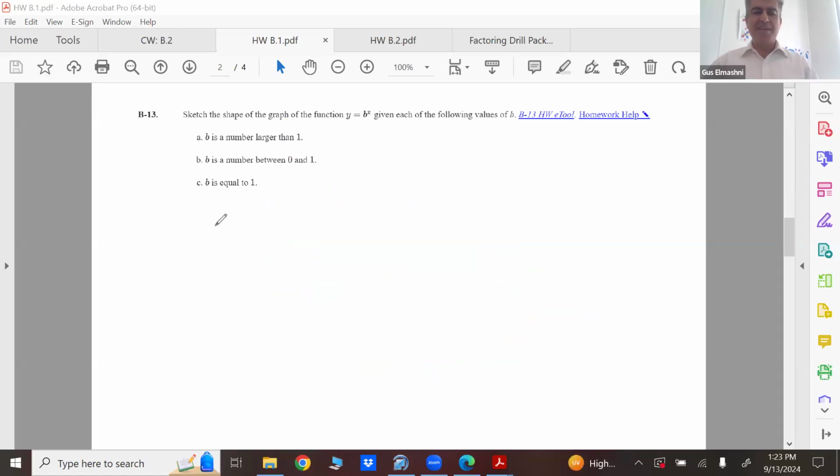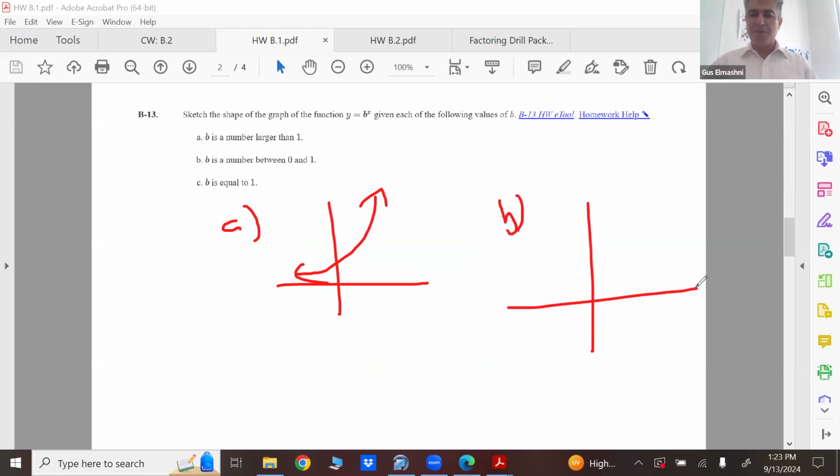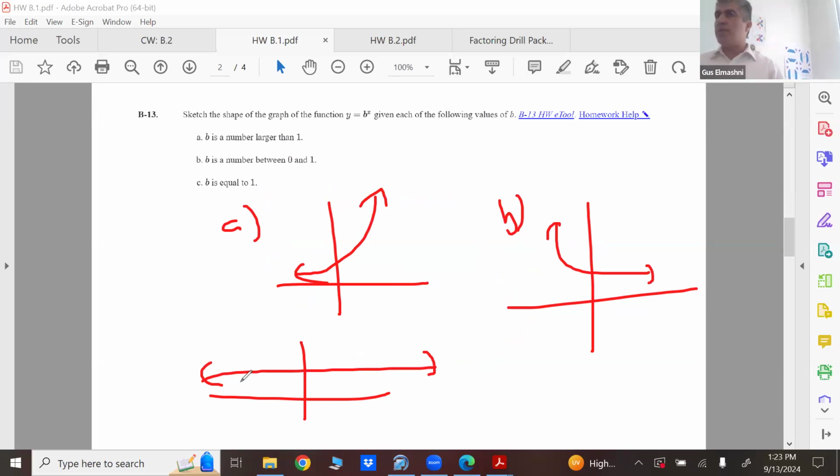All right, so part A. If B is a number larger than 1, you have that. Between 0 and 1, you have this. And if it's equal to 1, it'll just be that. That's all. So it's just what we talked about in the first problem with the reflection question or learning log: what do you learn about what B does to the graph. So there you go.